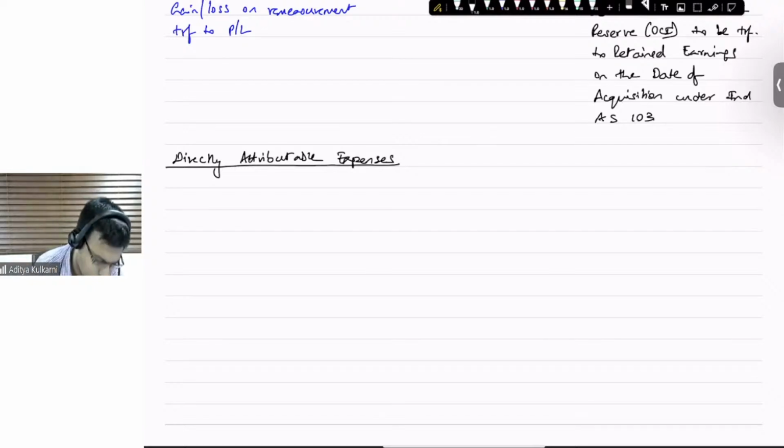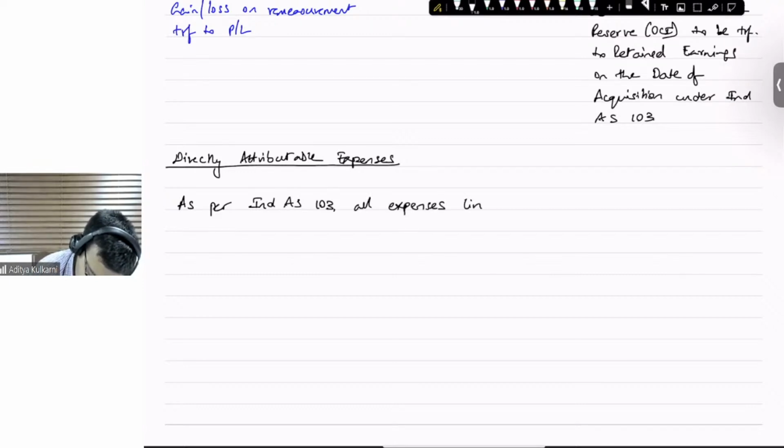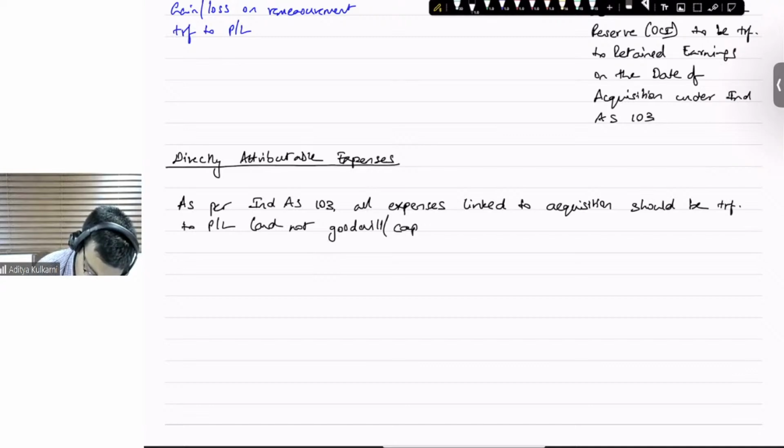So you can note this small note down. As per Ind AS 103, all expenses linked to acquisition should be transferred to P&L and not goodwill or capital reserve. Not goodwill or capital reserve.